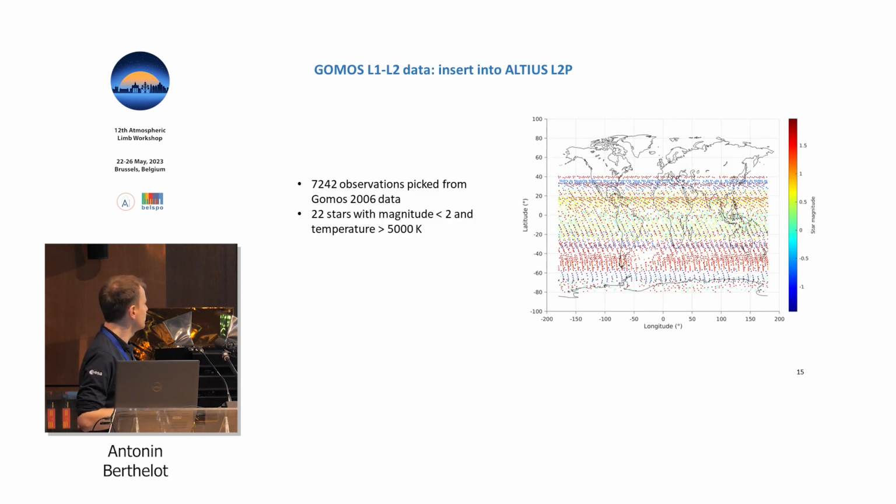Then I picked about 7,000 observations from the 2006 observations. I chose the 22 brightest stars with a temperature above 5000 Kelvin just to have some measurements in the UV. And this is the coverage that you get over the year 2006. You can see here the South Atlantic anomaly, where you have no measurements.